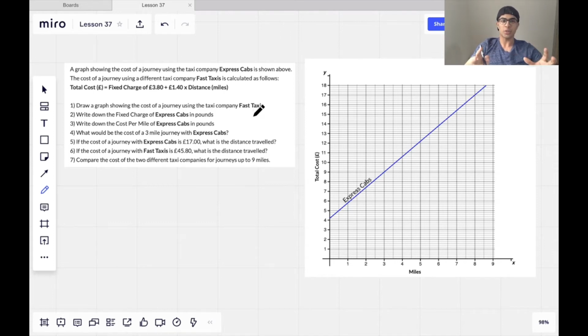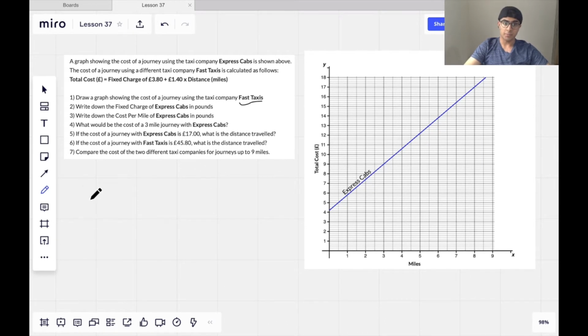When you see a question like this and you're not too sure how to plot the graph of Fast Taxis, what's worthwhile is thinking of a few values, plotting those points, and then thinking about what it might look like. So first thing I'm going to do is make a table with miles and total cost, which I'm going to shorten to TC. So let's say we travel 0 miles.